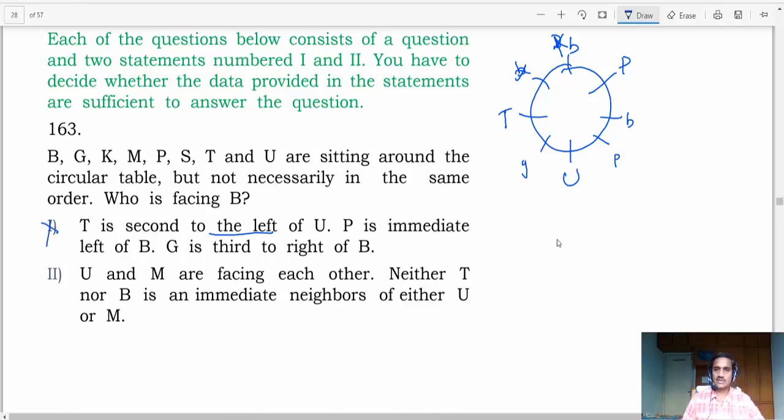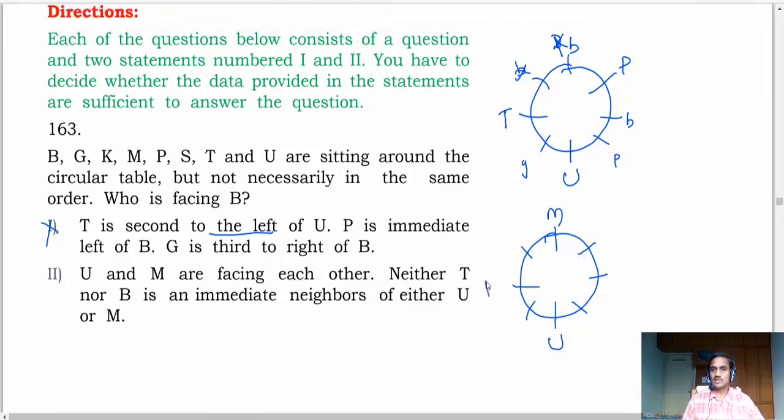Then coming to the second. 1, 2, 3, 4, 5, 6, 7, 8. U and M are opposite to each other. If U is here, M is here. Neither T nor B is an immediate neighbor of U or M. T and B must be in the adjacent places to U and M, so T and B cannot be here. So if T is here, B is here. T and B are opposite to each other.